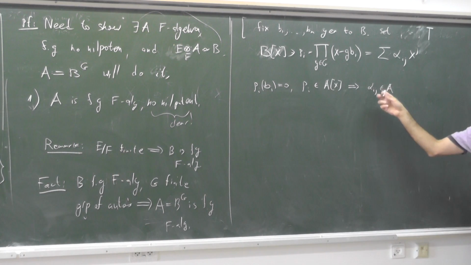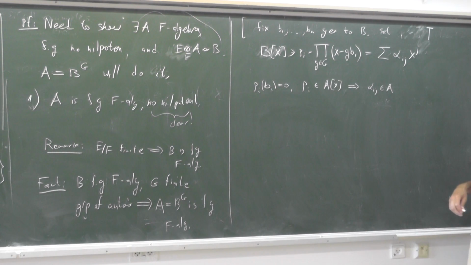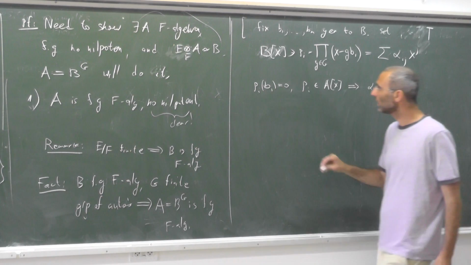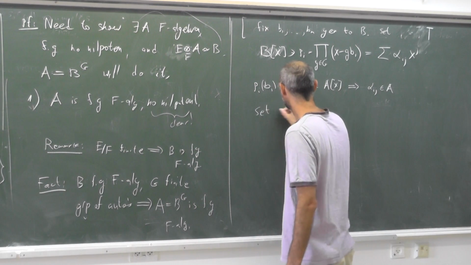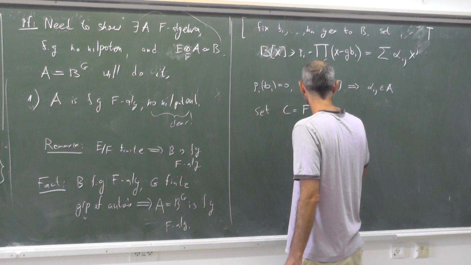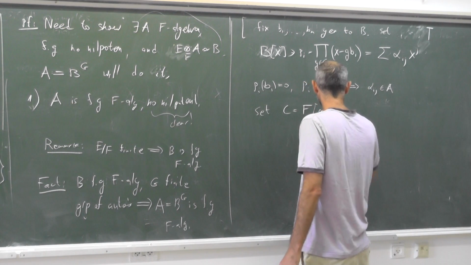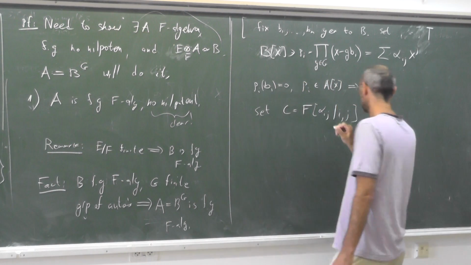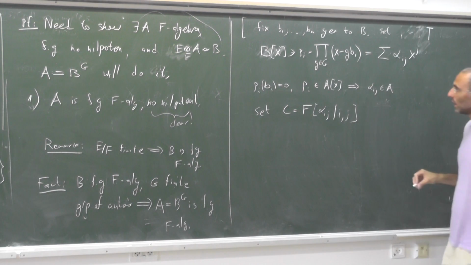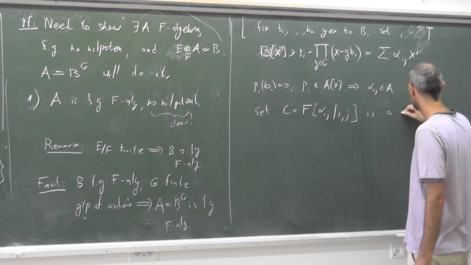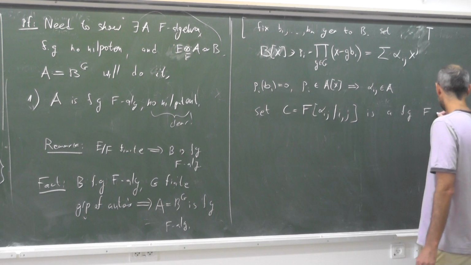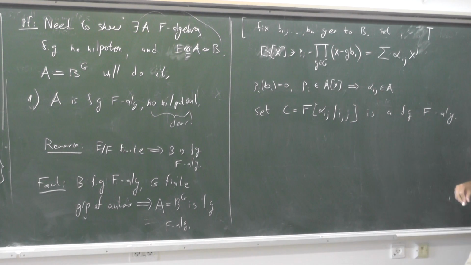So I have those finitely many elements of A, and I can take, I don't know that A is finitely generated yet, so I'll take the thing C that is generated by those, alpha and j. It is a finitely generated F algebra. Now what can you say about B?